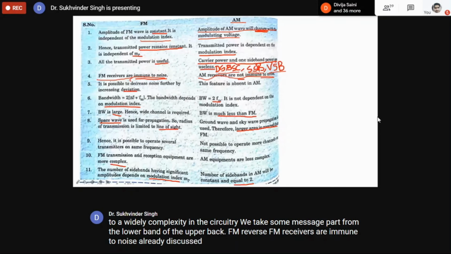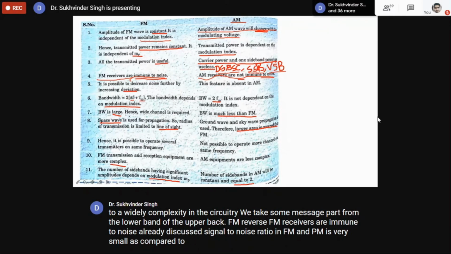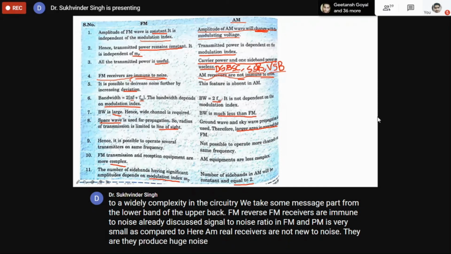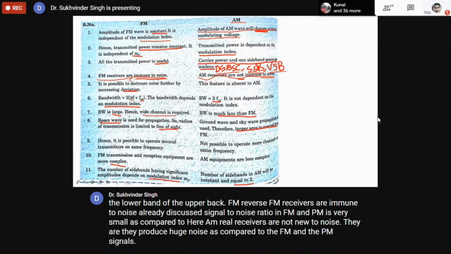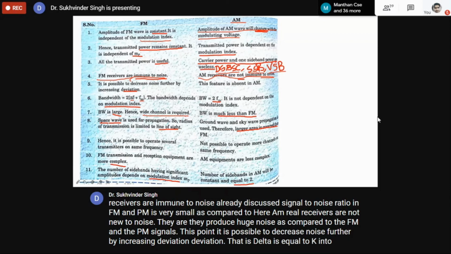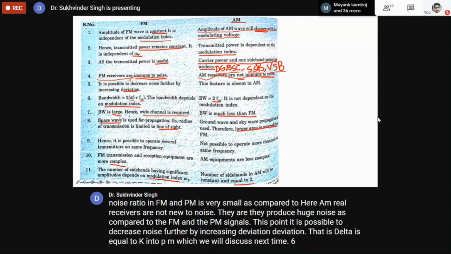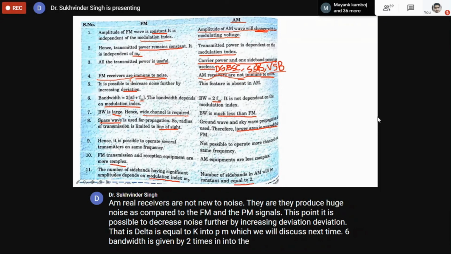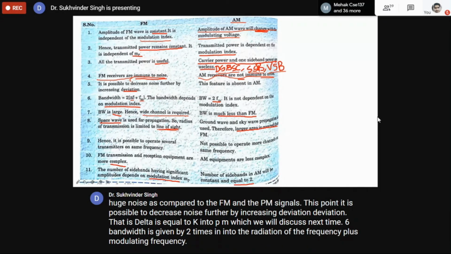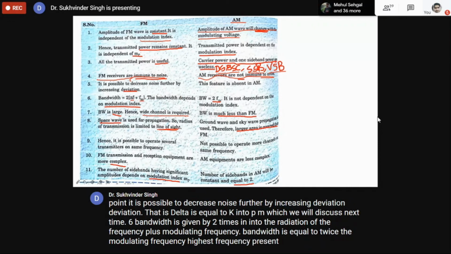Sixth, bandwidth is given by 2 times the deviation of the frequency plus modulating frequency. In AM, bandwidth is equal to twice the modulating frequency, the highest frequency present in the message signal. Bandwidth is large in case of FM and PM, hence wide channels are required for FM-PM transmission. Bandwidth is much smaller in amplitude modulation, so no wide channel is required. Space wave is used for the propagation of frequency modulation, so the radius of transmission is limited to line of sight, meaning the transmission cannot cover large areas.